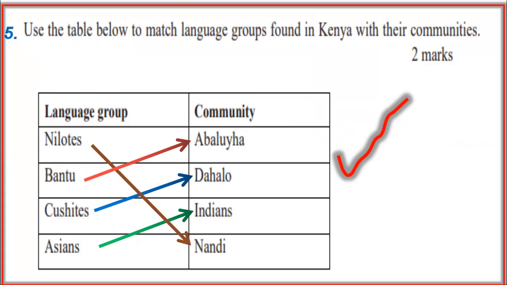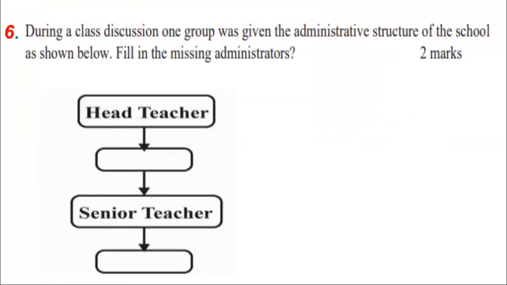We go to number 6. Number 6 says, during a class discussion, one group was given the administrative structure of the school as shown below. Fill in the missing administrators. This is simple. It's 2 marks. From the head teacher, we have the deputy.